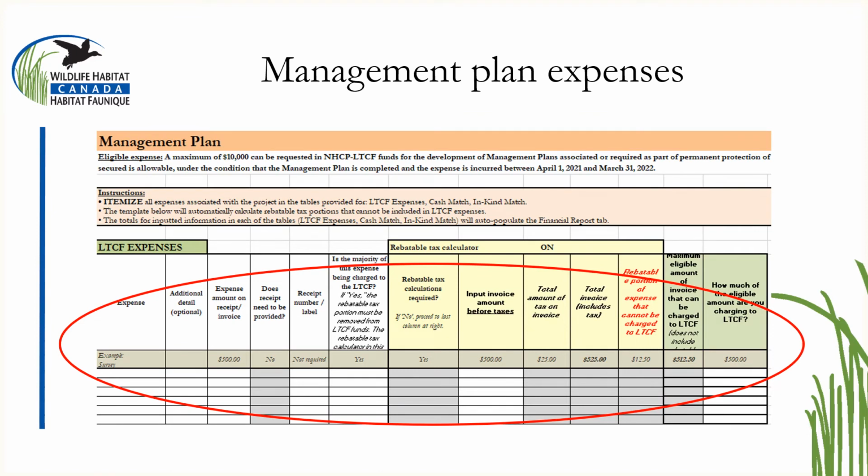Management plan. A maximum of $10,000 can be expensed to the LTCF program for the development of management plans associated or required as part of permanent protection, and land secured is allowable under the condition that the management plan is completed and the expense is incurred between April 1st, 2022 and March 31st, 2023. Please complete as needed.